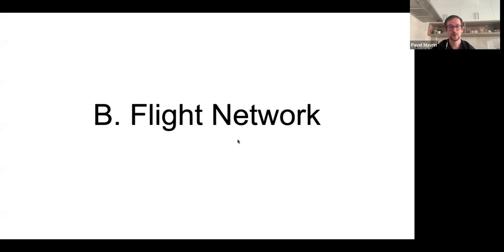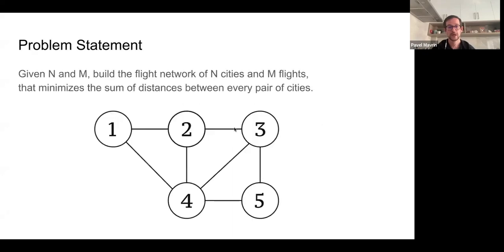What do we have in this problem? We had 2 numbers, n and m, and our job was to build a flight network. The flight network should contain n cities and m flights, every flight connecting 2 cities. And we need to build this network in such a way that the sum of all distances between every pair of cities is minimal possible.